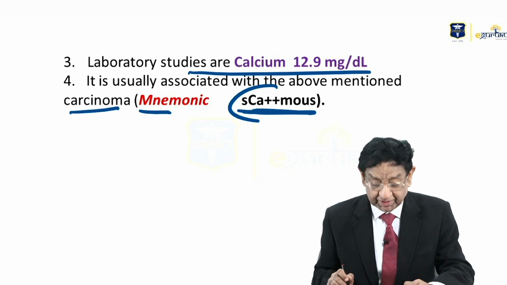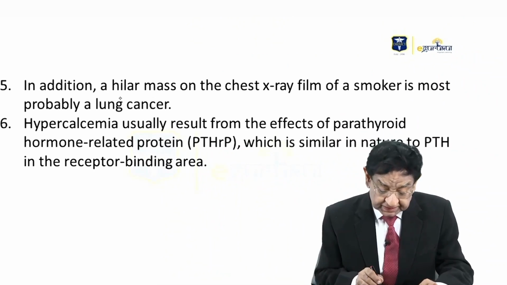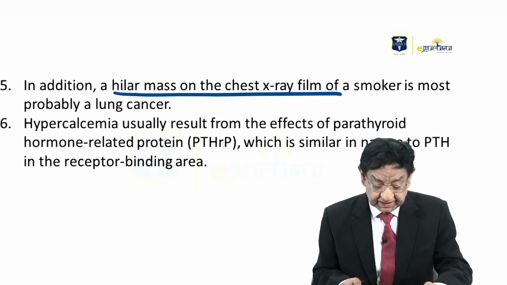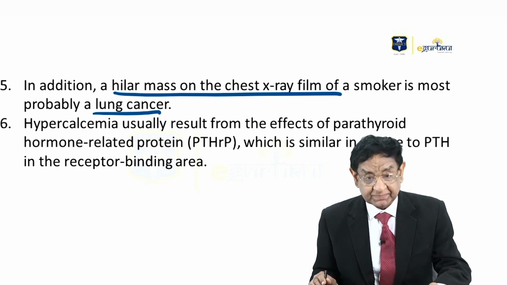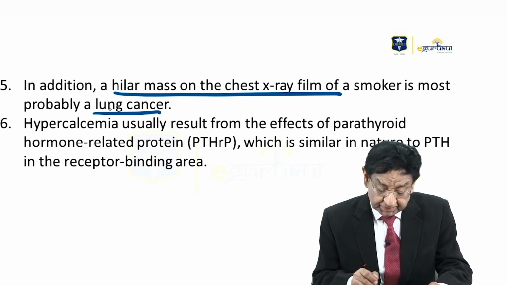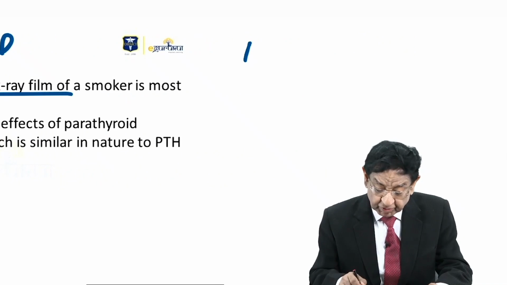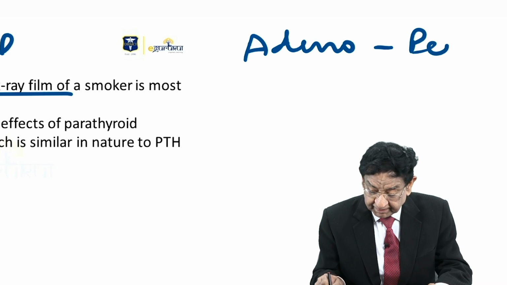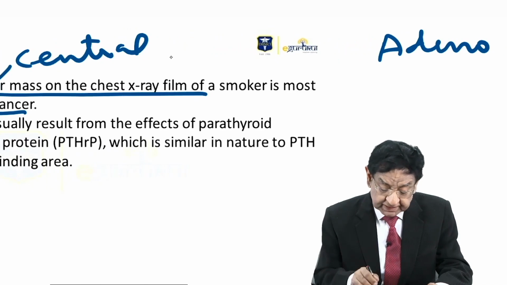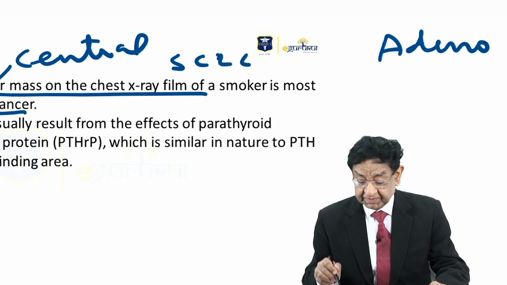It's a beautiful mnemonic. Well, in addition to this, the hilar mass on the chest X-ray is most likely lung cancer, which we are saying is squamous cell lung cancer. And remember, squamous cell lung cancer is a central mass. And the peripheral ones are adenocarcinoma. In fact, small cell lung cancer is again central, but this is peripheral.